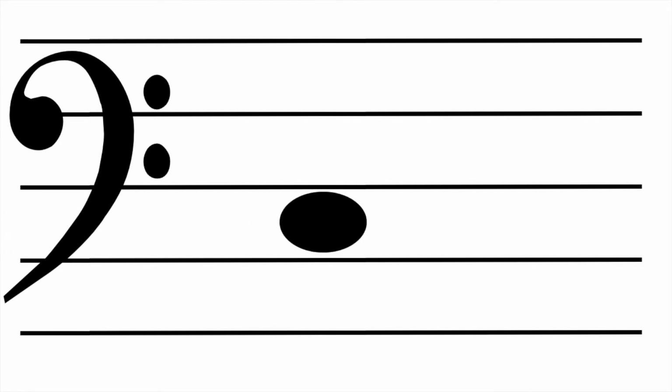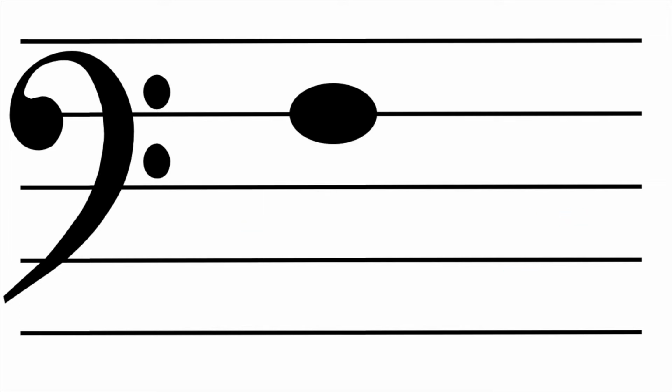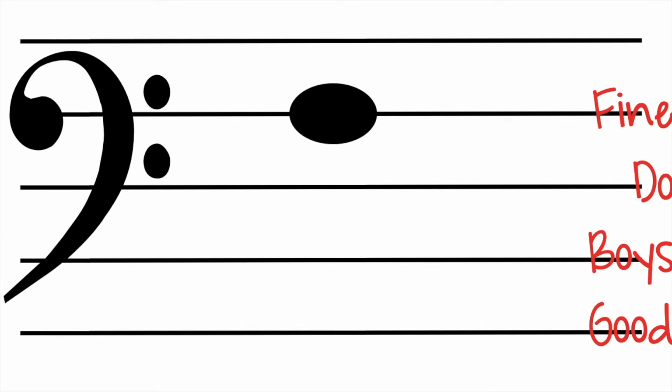Let's practice a few before we have our assignment. This is a space note, so we start in the bottom space and we say our new sentence, all cows. That note is a C. Here we have a line note. We say our new sentence, good boys do fine. This note is F.